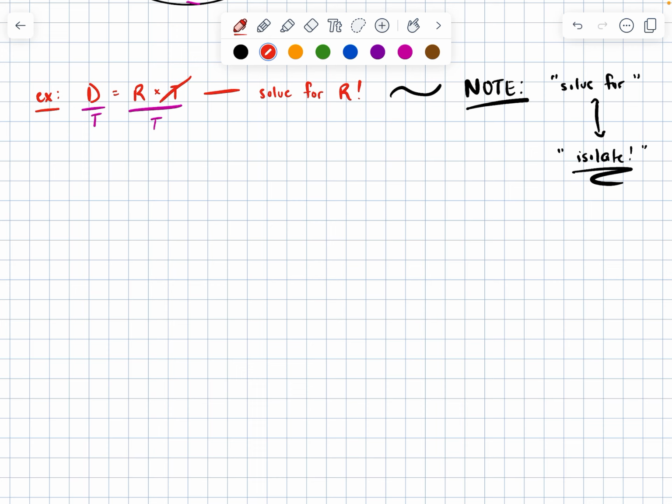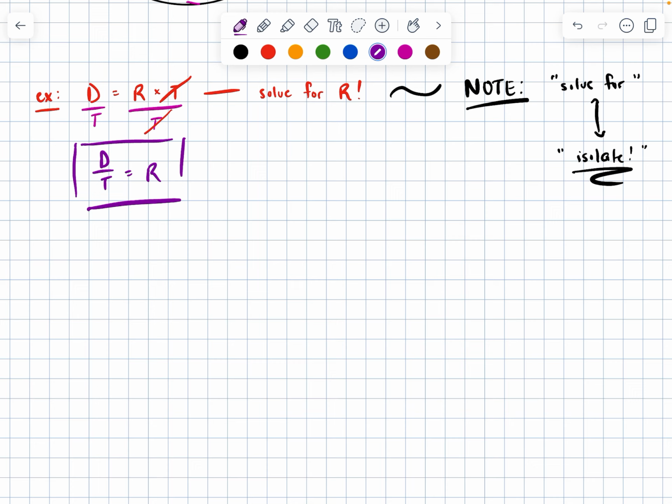On the right side, times t divided by t, these go away. And on the left side, well, I have distance divided by time. So what that tells me is if I take the distance that I travel and divide it by the amount of time that I travel, that should give me the speed at which I traveled. Cool. So there's your idea, right?